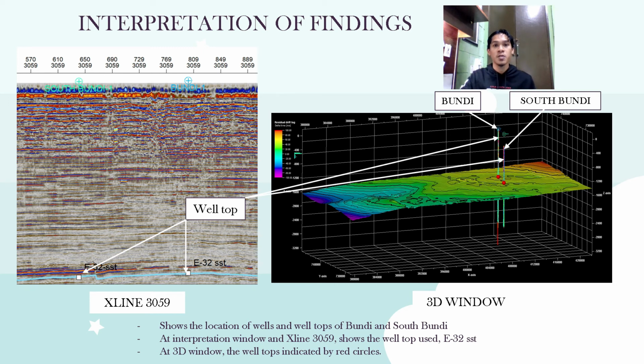Hello, my name is Muhammad Hamid Rishad and I will talk about the interpretation for our project. This slide shows the location for the well and well top of Bundi and South Bundi. At the interpretation window, we can see the green one indicated for South Bundi and the blue one is for the Bundi. And the well top is indicated by the white square, which is E32 SST, and at 3D window, we can see the well for the Bundi and South Bundi is the one vertical one, and that's through the red sphere, which is the well top.